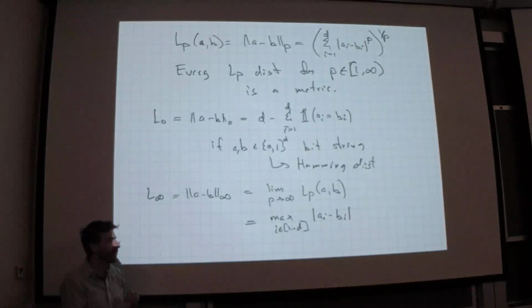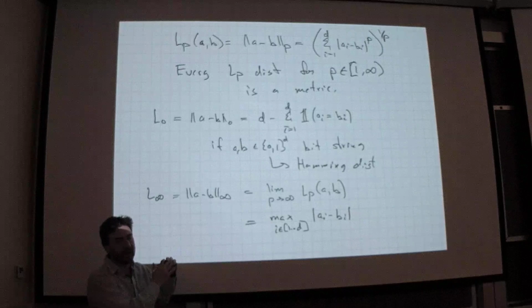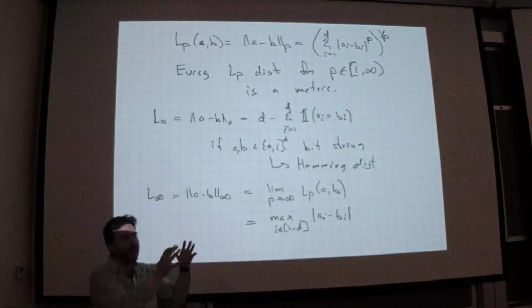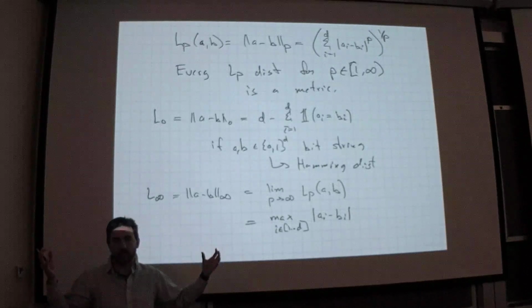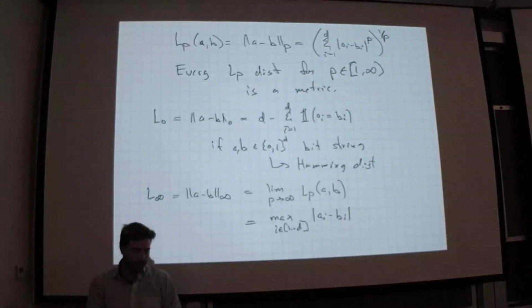So this distance also makes sense. I care about this worst case, this L infinity case, of the worst possible violation between all the coordinates I'm keeping track of. And this also comes up in modeling fairly often.